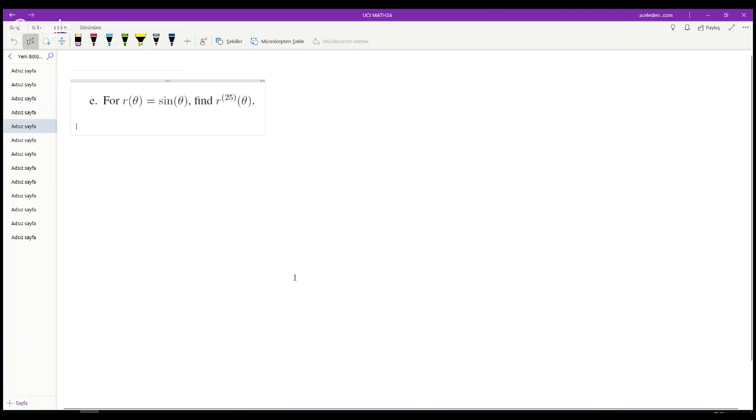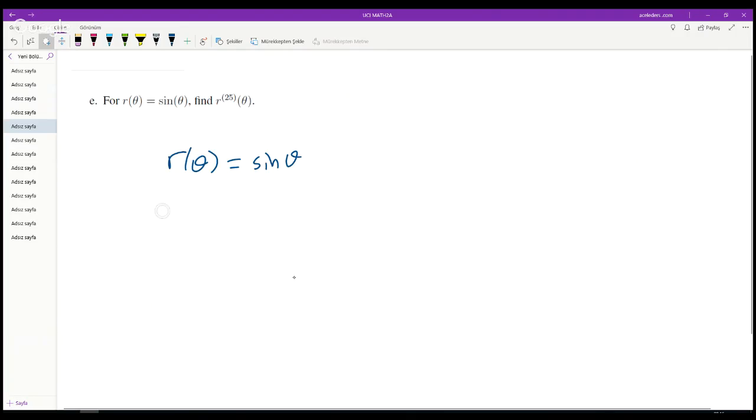And now another good question. Our r theta is sin theta, and find the 25th derivative of r. So when we see this question, we can immediately think, am I going to take the derivative 25 times? No. So I will try to create a loop, right?